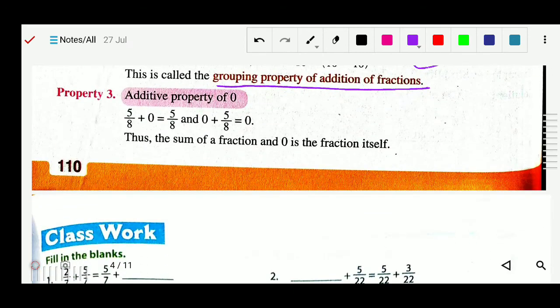Next is your additive property. Additive property of 0. We know very well, if you add 0 to any number, its answer will remain the same, it will be itself only. So same with fractions also, if you add 0 to any fraction, what will be the answer? It will be itself only. Okay, the same fraction, its answer will be the same fraction. So that is the additive property of 0.